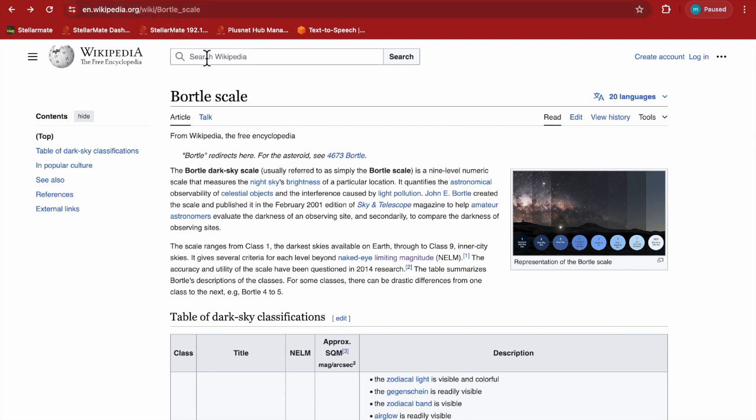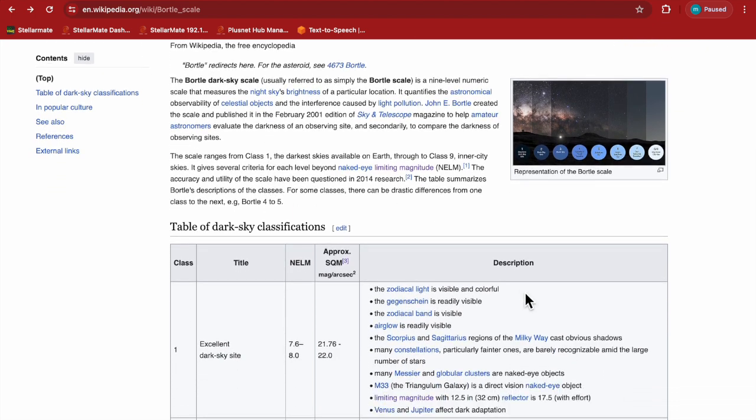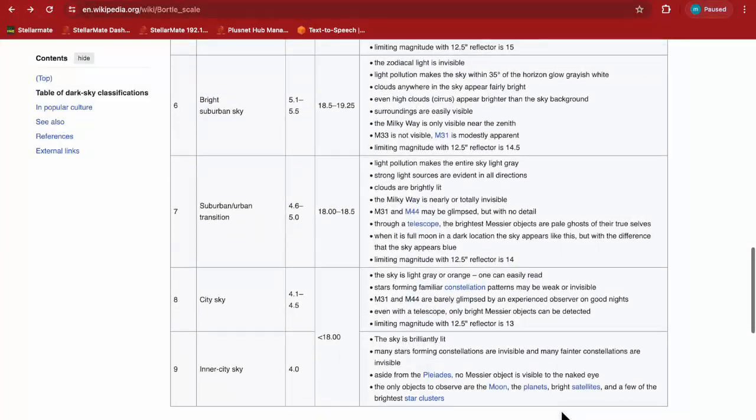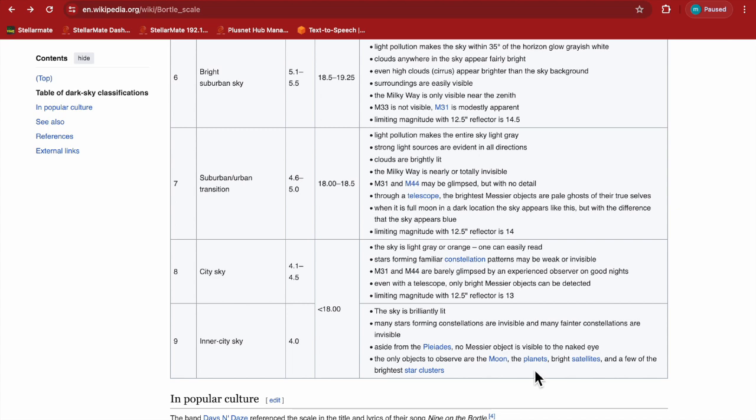That table assumes that you're in the perfect seeing conditions in a Bortle 1 area. If we look at the Bortle scale on Wikipedia, we can see with a 12.5-inch aperture, we should be able to see something with a magnitude of 17.5. If we scroll down to a Bortle 8 area with the same aperture, you'd only be able to see something of a magnitude of 13.